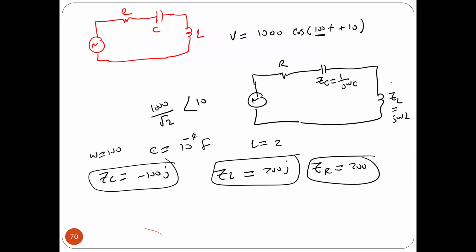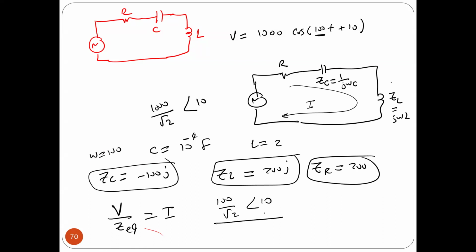Okay, so now if I want to calculate the power of the source here, you can do it in two different ways. Number one, you can find the current if you want. If you divide V by Z equivalent, this should give you the current. V is actually 100 divided by square root of 2 with angle 10. The equivalent impedance is R plus ZL plus ZC.